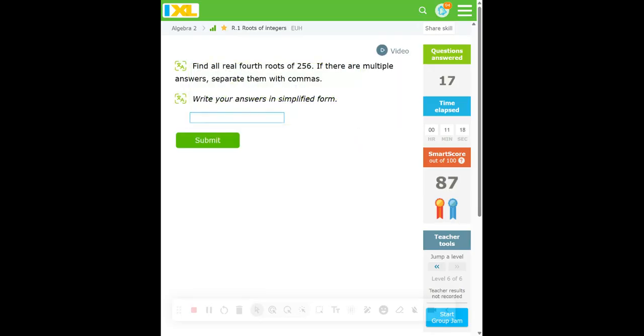Alright. 4 root, same thing. So 4 root, again, if you see 4 root, the answer had to be plus and minus. Okay, two answers.